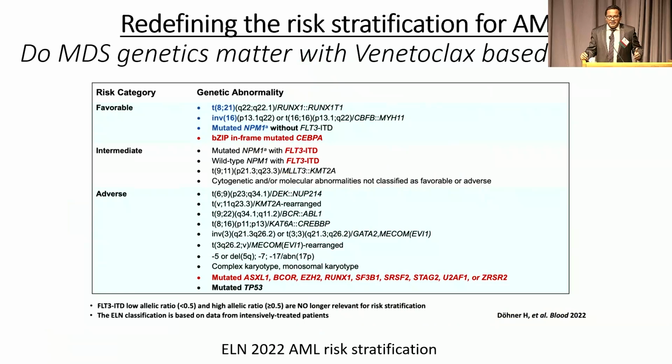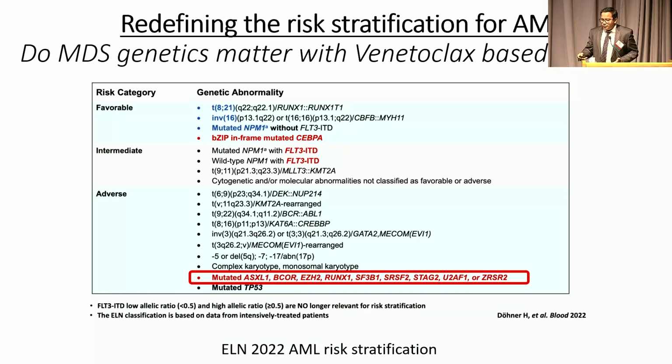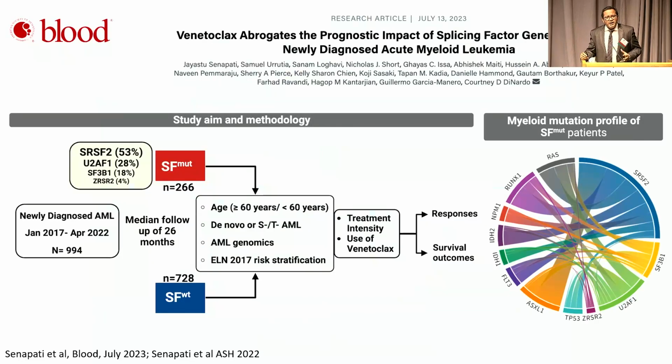Now, in the midst of this, the ELN came up with their new recommendation that looks at new genes which could be counted as adverse risk. But importantly, these were taken from studies that looked at patients who were treated with intensive chemotherapy without venetoclax, leading us to this retrospective effort where we try to understand patients with splicing factor gene mutations in newly diagnosed AML and compare them with patients who were newly diagnosed without splicing factor gene mutations, looked at their treatment intensity, use of venetoclax, and their outcomes.